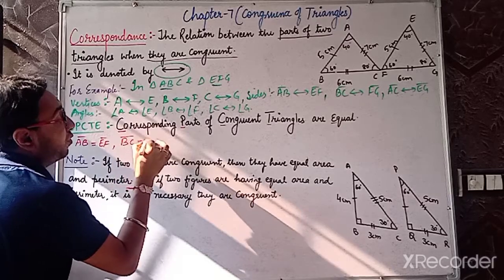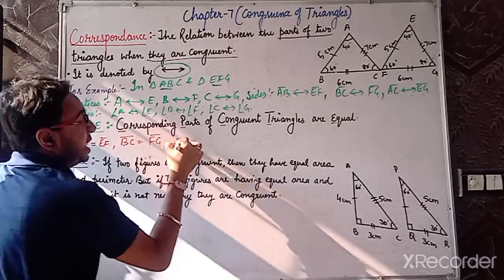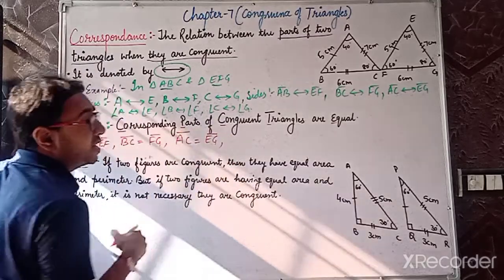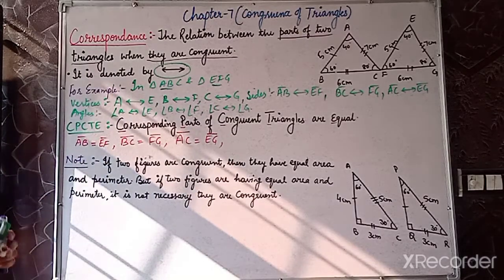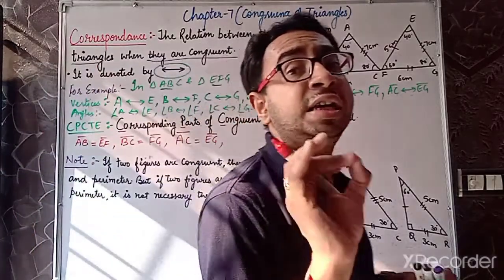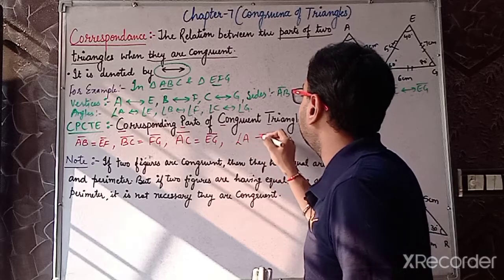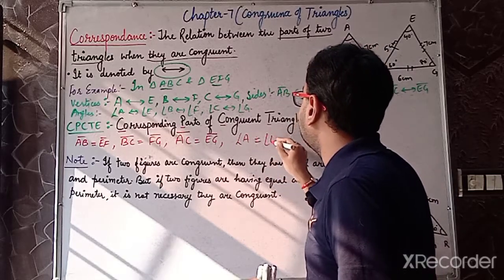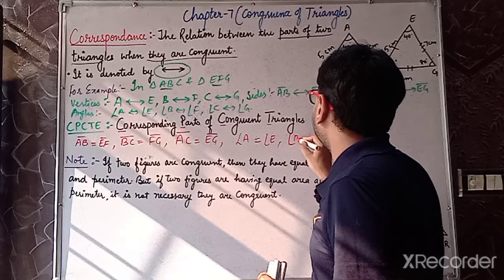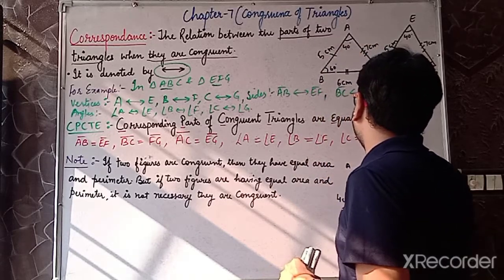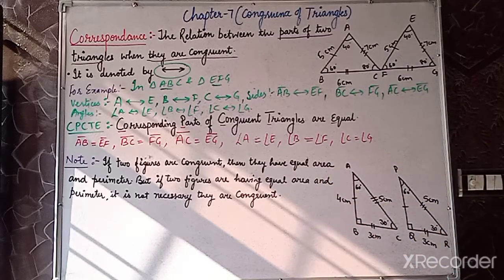BC will definitely be equal to FG. AC will definitely be equal to EG. This is the condition. If two triangles are congruent, the corresponding parts of the congruent triangles are equal. This is the property. Next, angle A will definitely be equal to angle E, angle B is equal to angle F, and angle C is equal to angle G if the two triangles are congruent. This is what CPCT means.